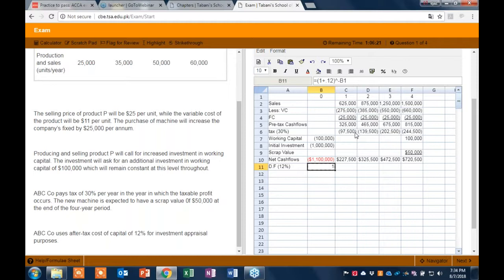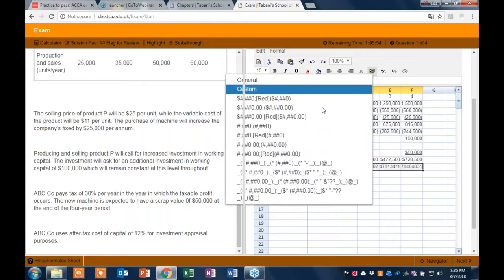Now I'll just copy this formula by pressing Ctrl C, and we'll paste it in the rest of the cells. (1.12) raised to the power minus C1. I guess it's the format. I have to change the format.